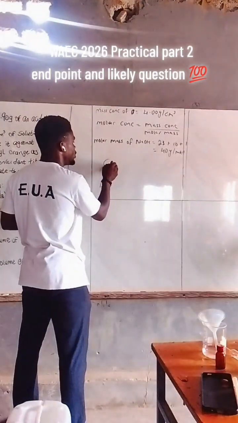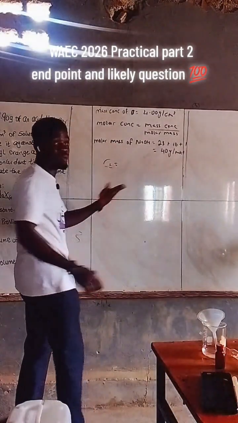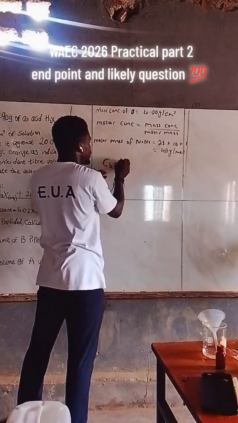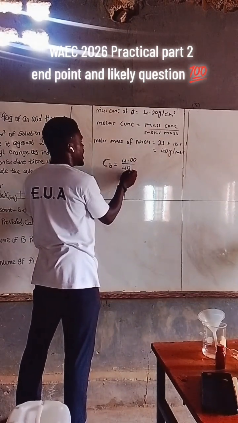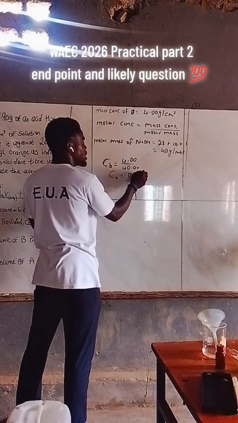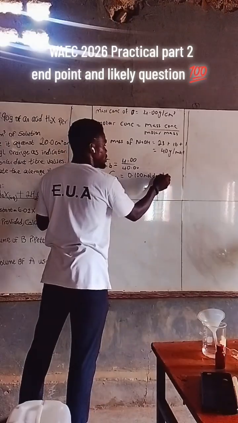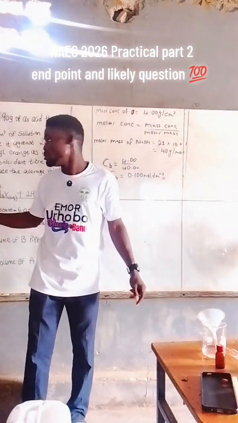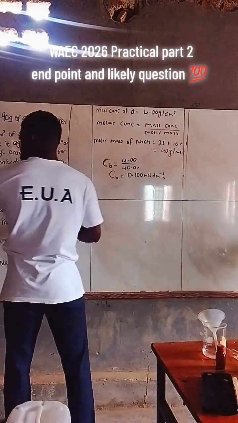So CB, which is the molar concentration of B in moles per dm cube. CB is then, let's solve it, 4.00 over 40. This will give me CB as 0.100 moles per dm cube. We have found the concentration of B, in moles per dm cube. Question 2 says what?